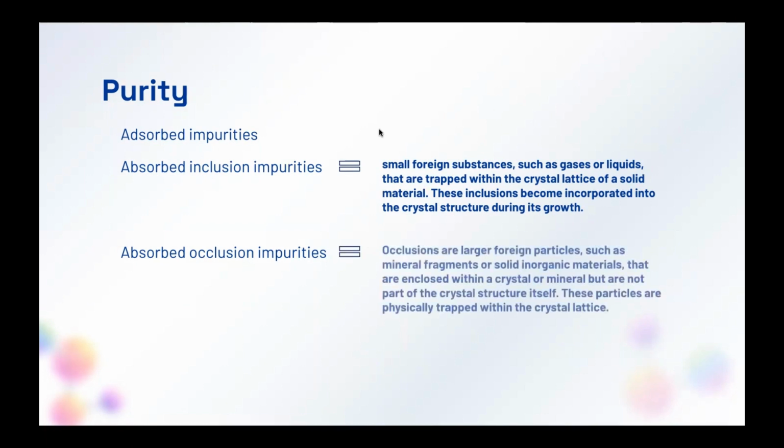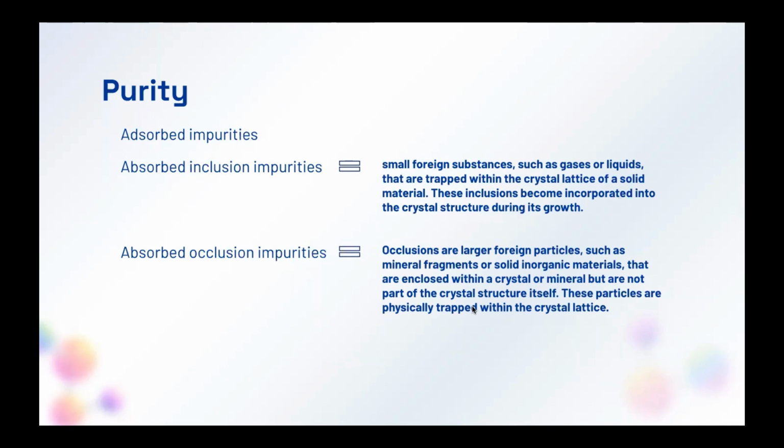And absorbed occlusion impurities are larger foreign particles such as mineral fragments or solid inorganic materials that are enclosed within a crystal or mineral, but are not part of the crystal structure itself. So that is the key difference. In occlusion impurities, there are foreign particles that are not part of the crystal structure. But in inclusion, it is part of the crystal structure.